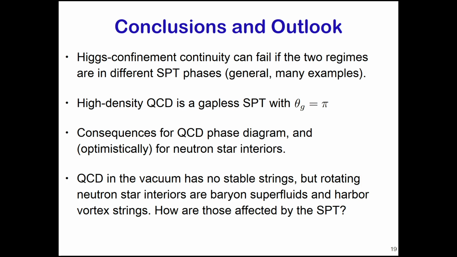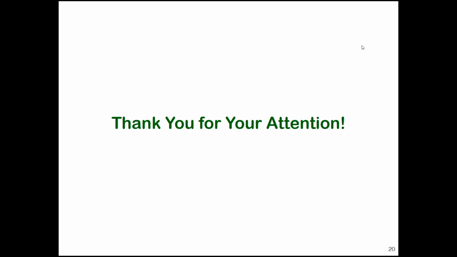And the last comment is, well, motivated by the fact that we're at a strings conference. I started the talk by saying that QCD with quarks doesn't have any stable strings. But that's not 100% true, because I told you that dense QCD was a U(1) baryon superfluid. And if you start spinning up that superfluid like you do in the core of a neutron star, then there are vortex strings. And those vortex strings are somehow the distant cousins of the QCD strings. And I think it's an interesting open question to what extent their physics is affected by the SPT that I discussed. So let me stop here. Thank you.